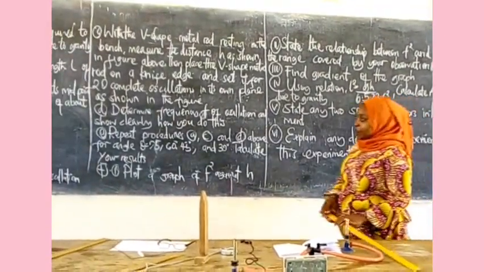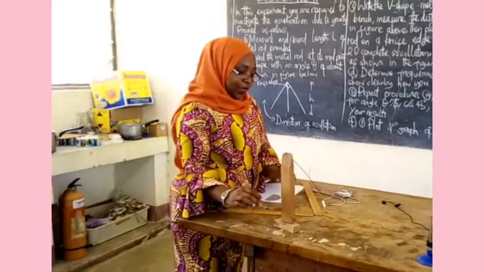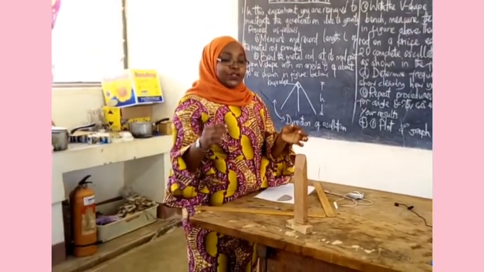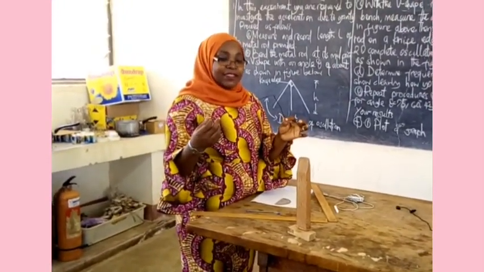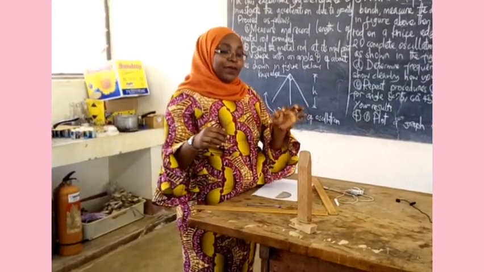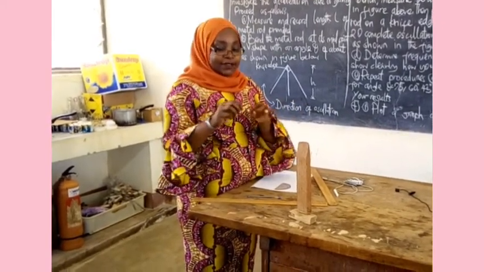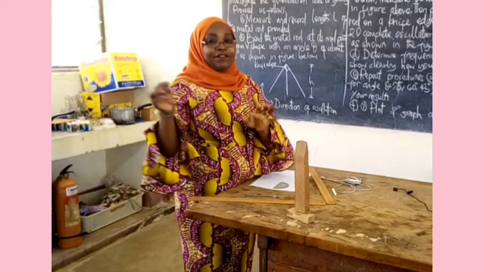Karibu tuendelee kuangalia ni vipi tunazifanya hiyo experiment yetu. Okay. Kwa hiyo tuna metal rod ambayo tuliambiwa tupime length yake. Mimi length yangu nina 50 cm. Kwa hiyo tumeambiwa baada ya kupima metal rod tuliopewa tukunje katikati. Tumekunja katikati, tumetengeneza V shape.